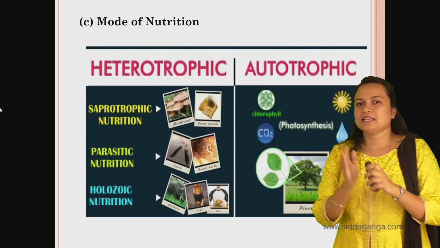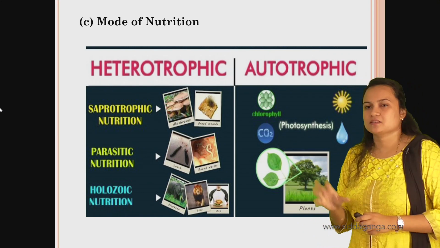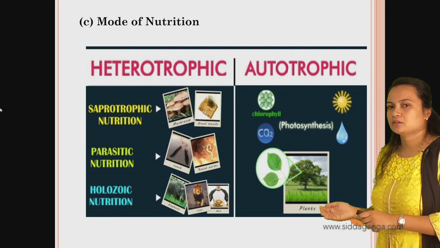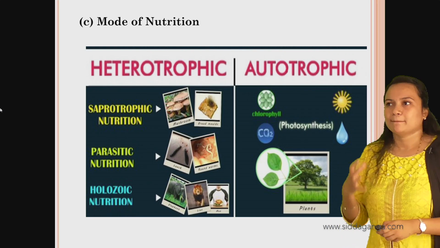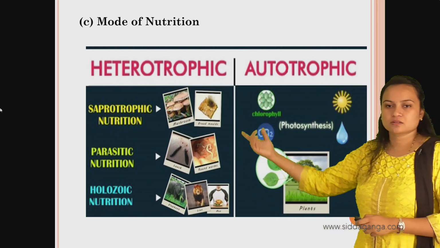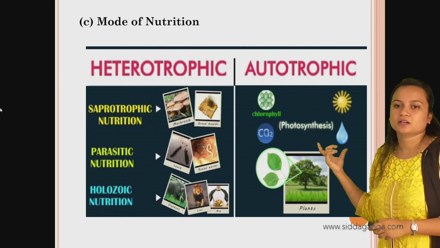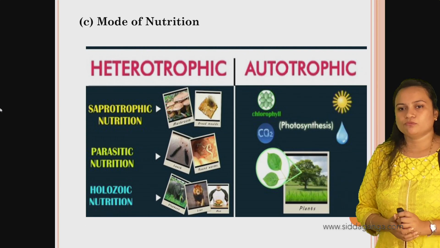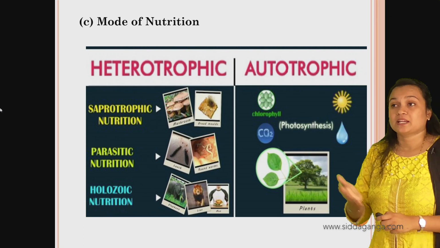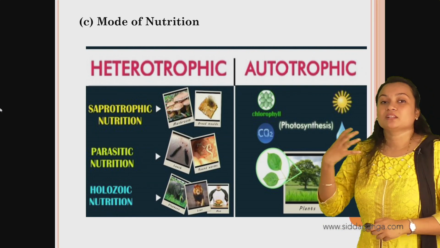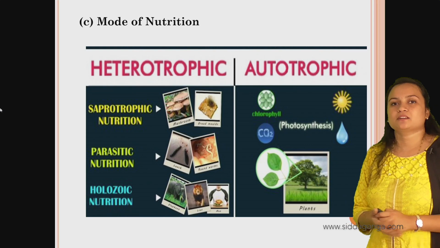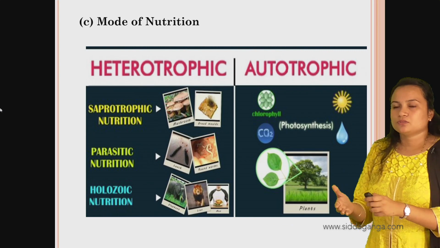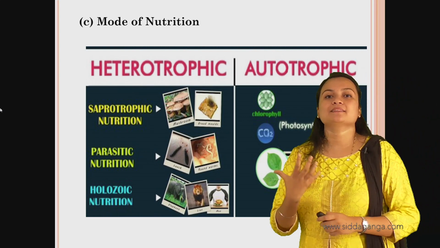Okay, so the next criterion is mode of nutrition. Each organism or species has its mode of nutrition. Like the plants, they produce their own food by using an inorganic carbon source, water, in the presence of sunlight and chlorophyll, by the process called photosynthesis. They store the food, and later they use the stored food for their energy production, right? So these organisms are called autotrophs. The autotrophs are the organisms which prepare their own food.